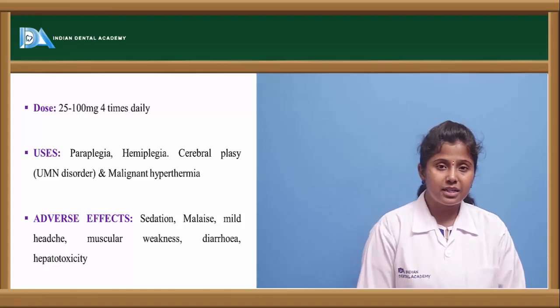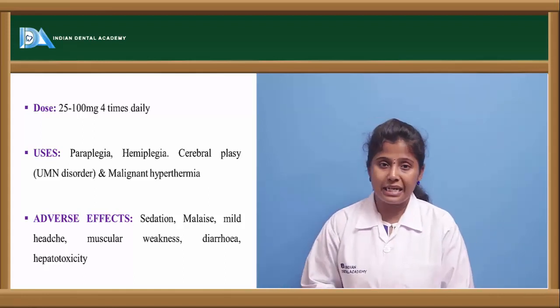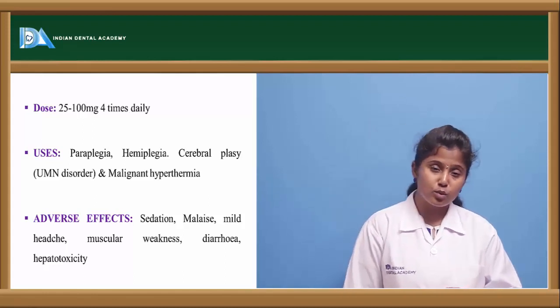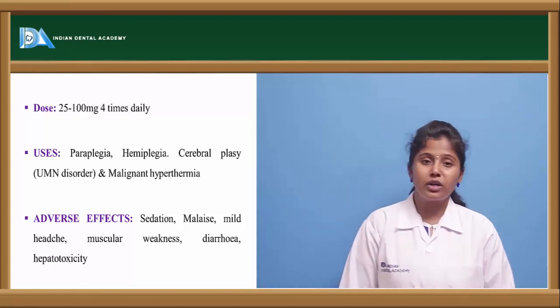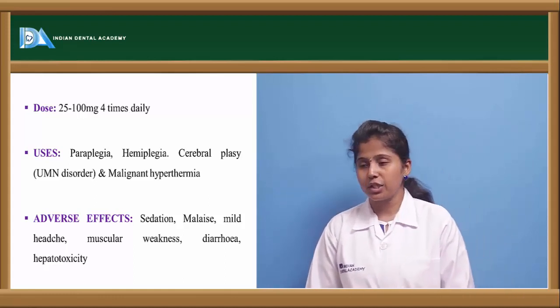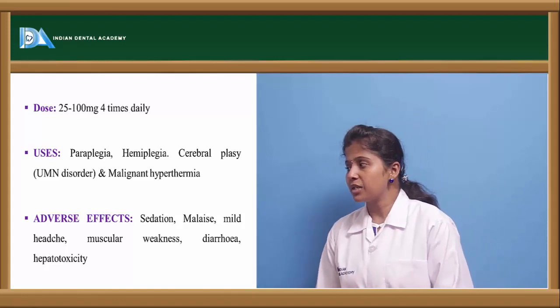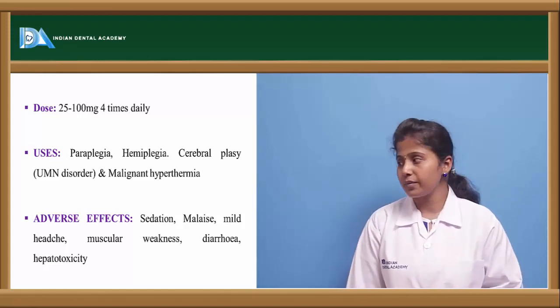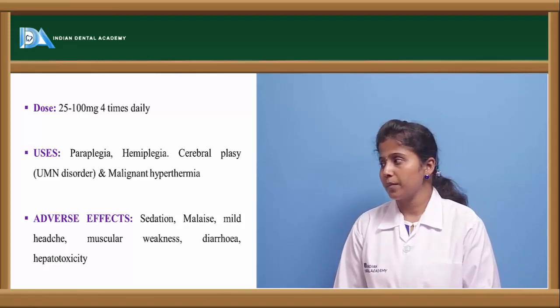So in all these conditions, dantrolene is given in order to relax the skeletal muscle or the spasms which are caused in the skeletal muscle, and it has few adverse effects like sedation. It may cause sedation and mild headache, muscular weakness, diarrhea, and it may lead to toxicity of the liver.